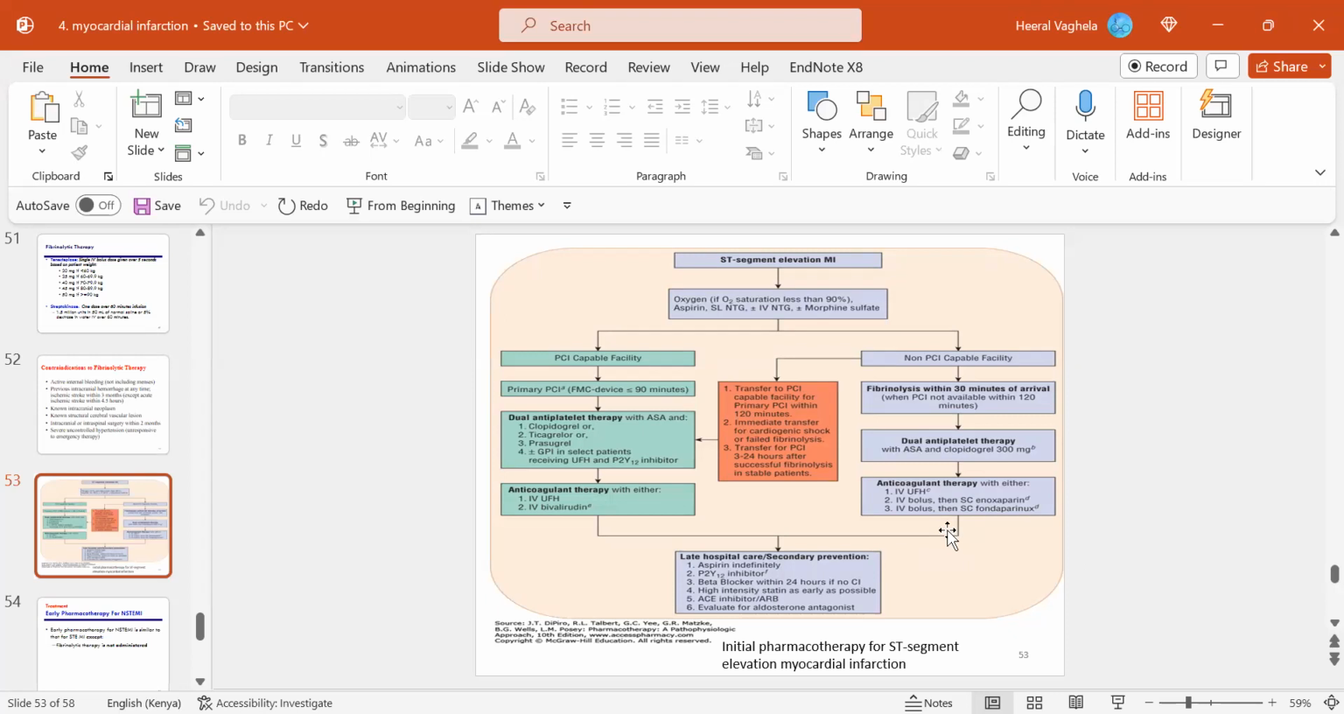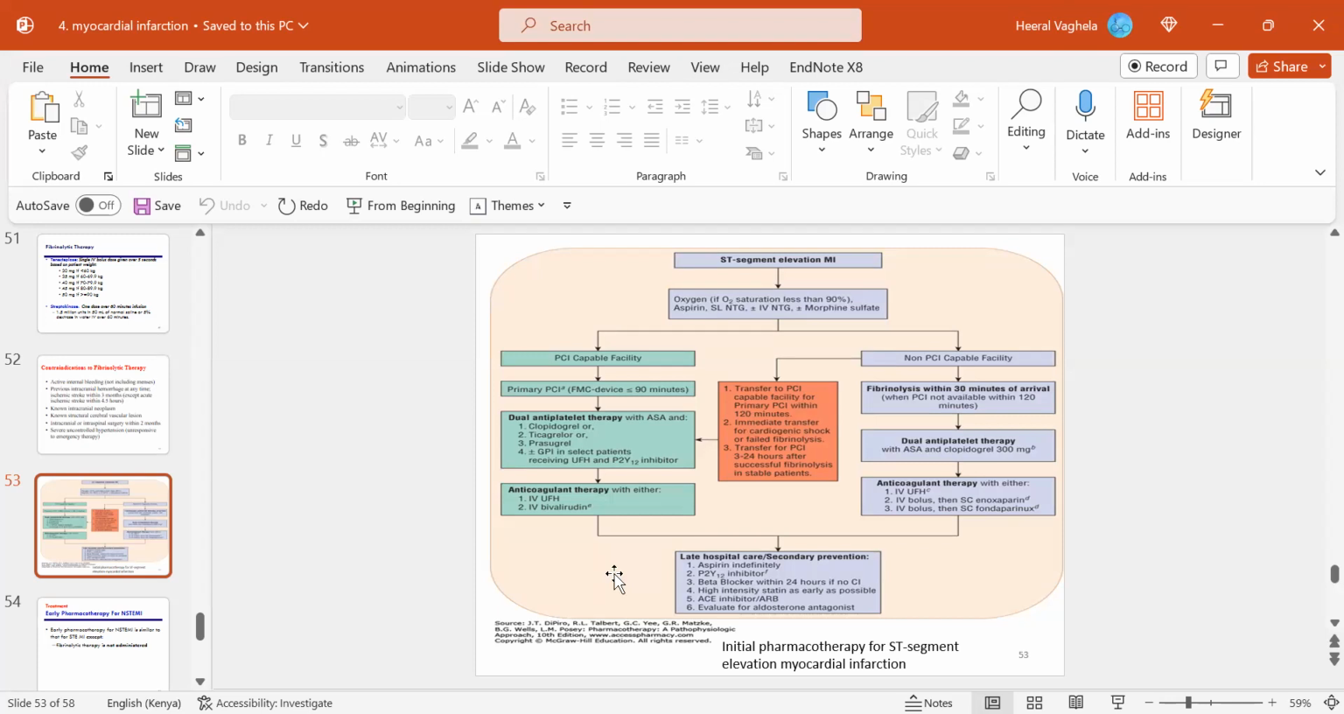But in a case where the patient has come late, you give aspirin indefinitely. You just give aspirin. You can also give clopidogrel, and you can also give beta blockers within 24 hours. Yeah, beta blockers are given within 24 hours. Then you can also give ACE inhibitors, which are also started within 24 hours.